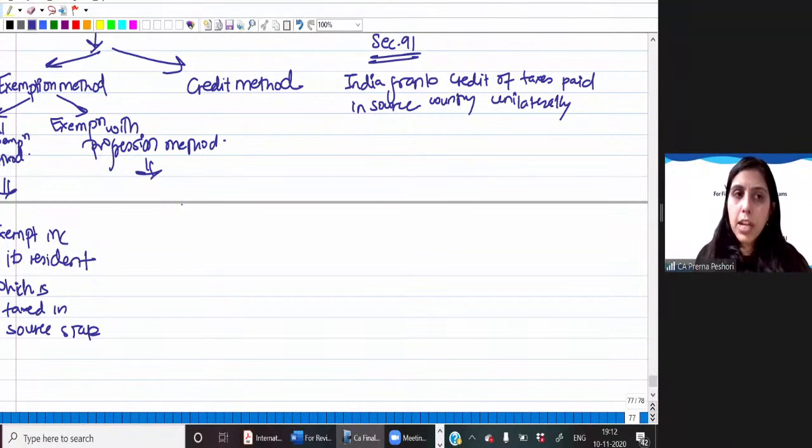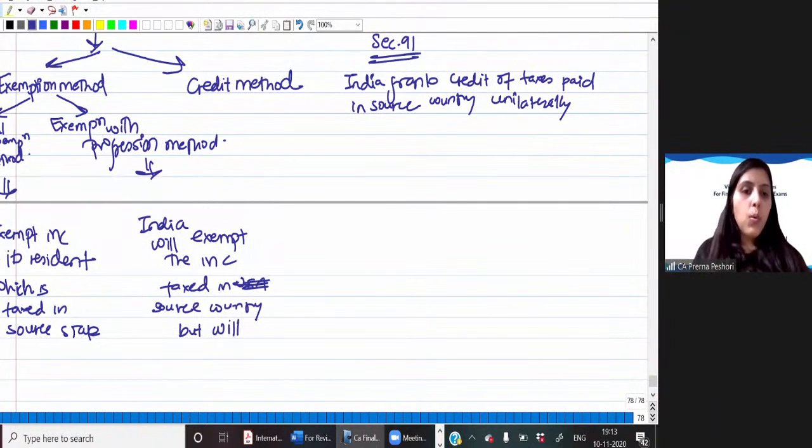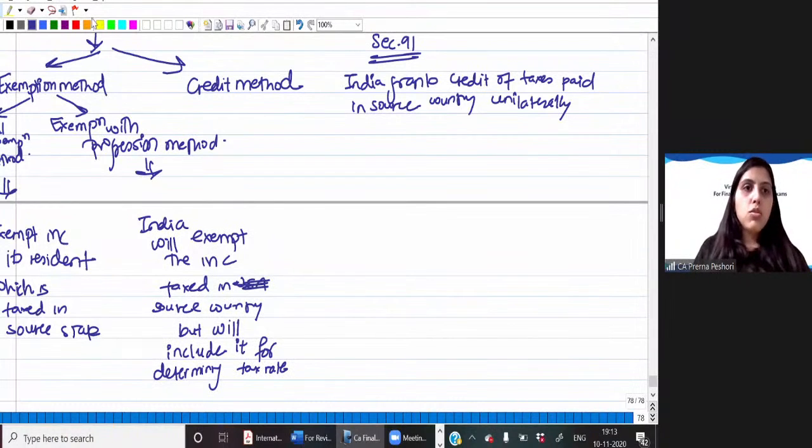Under the exemption with progression method, India will exempt the income taxed in the source country, but will include it for determining the tax rate. So what does this mean? It will include it for determining the tax rate.